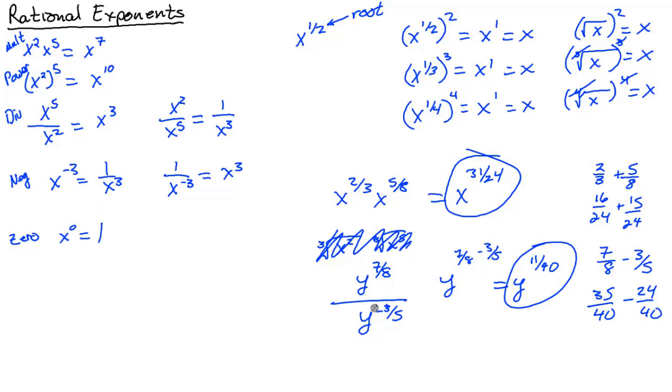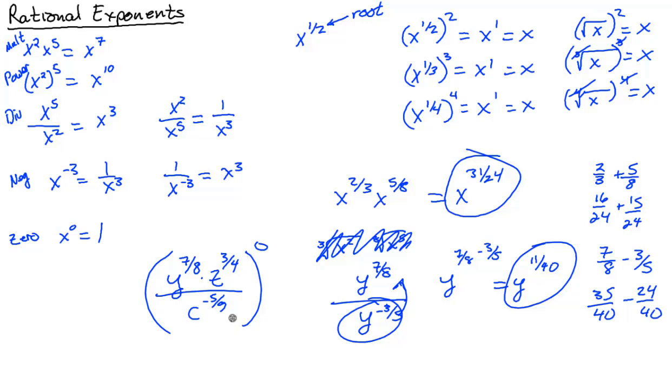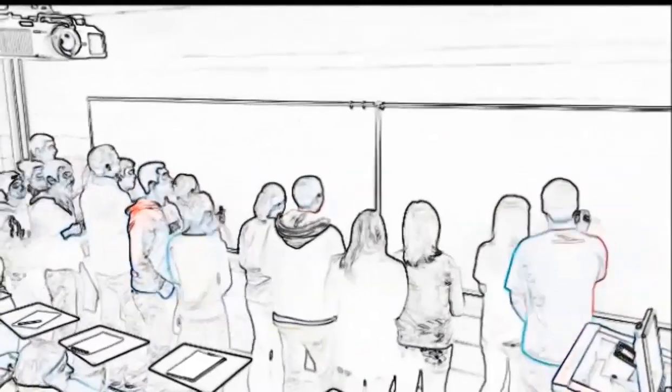So everything you've ever learned about moving these up and adding when you are multiplying and subtracting when you're dividing, and even this guy, y to the 7/8 power times z to the 3/4 power over c to the negative 5/9 power, all raised to the 0 power. That's right. It equals 1. So that is the first part of rational exponents that you will do. To the boards!